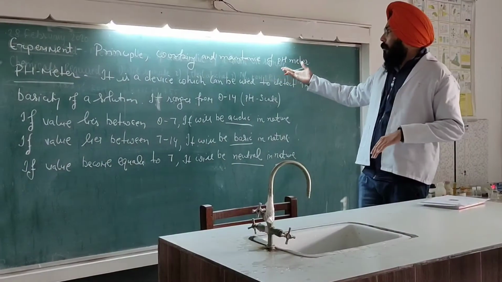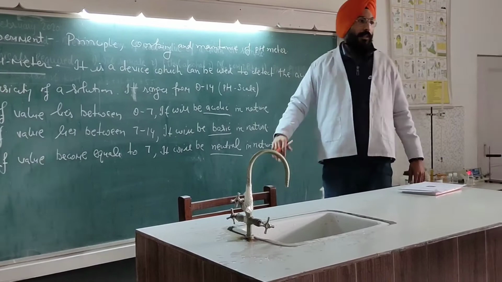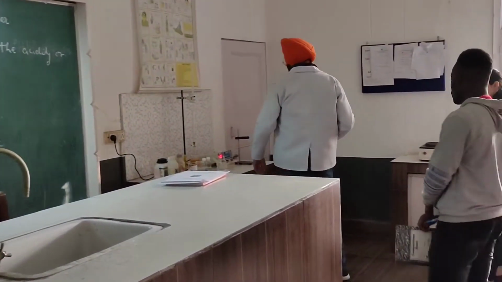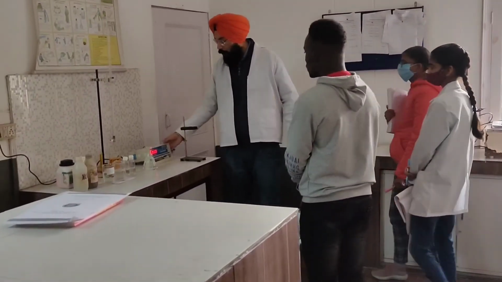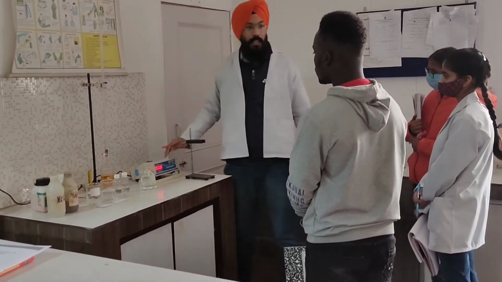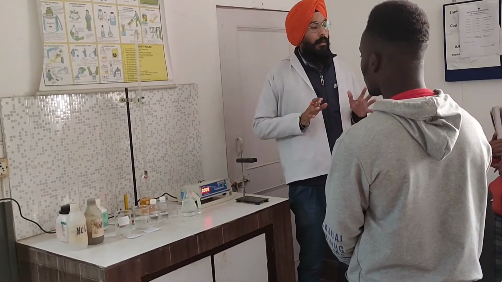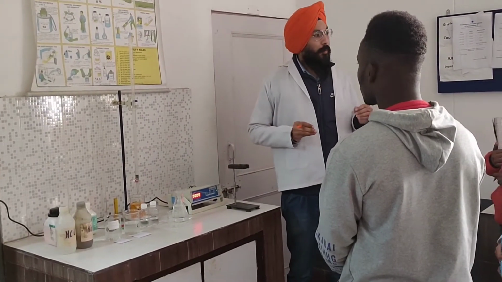So in this experiment we cover the principle, working and maintenance of the pH meter. So have a look at the pH meter. Come with me. This is a device. So it is a pH meter. Two kinds of meters are there. One is a pH meter, another one is pH paper.